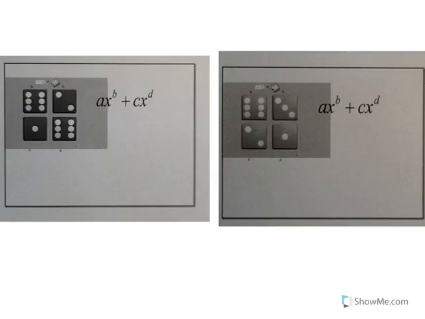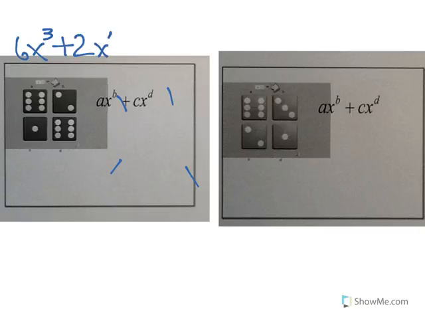Okay, so if I have this, then A is this, B is this, C is this, and D is this. So this would be 6x to the third power plus 2x to the first power.